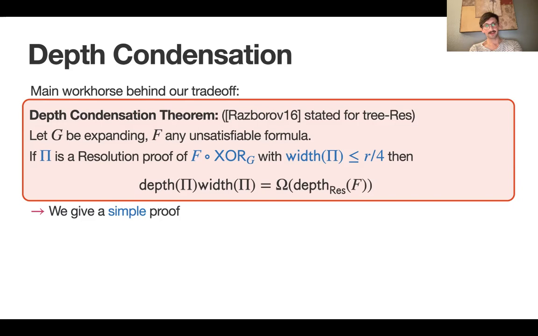Okay, and so if you take a moment and you plug in for F the pebbling formula, and we let G be a bipartite graph with capital N left variables, little n right variables, where capital N is n to the c, then this becomes that the depth of the proof times the width of the proof is at least n to the c over c log n, which is basically what our trade-off should be, except we have width here instead of size.